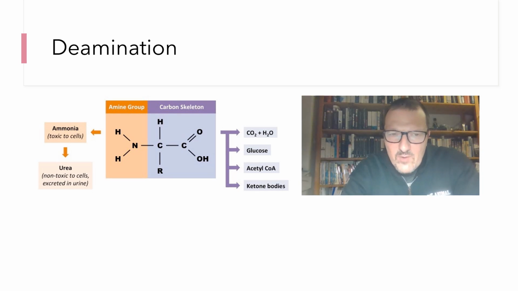Here we see a diagram of deamination where our carbon skeleton, which can be used for energy, is separated, and then the amine group is turned into ammonia, which is then turned into urea, which then gets into the blood, filtered in the kidney, and excreted in urine. But it's just to give you an idea of how the amino acid is cut into the part we use for energy and the part which then gets excreted.